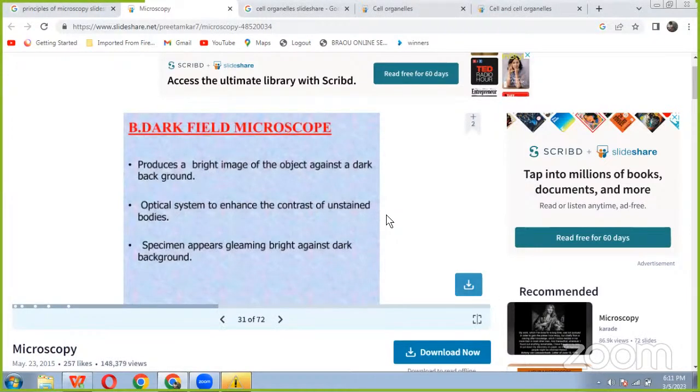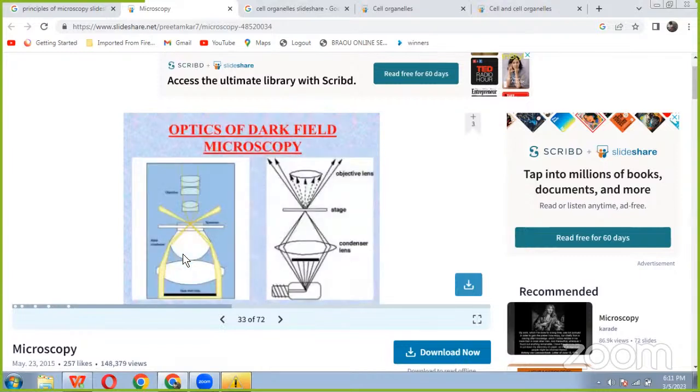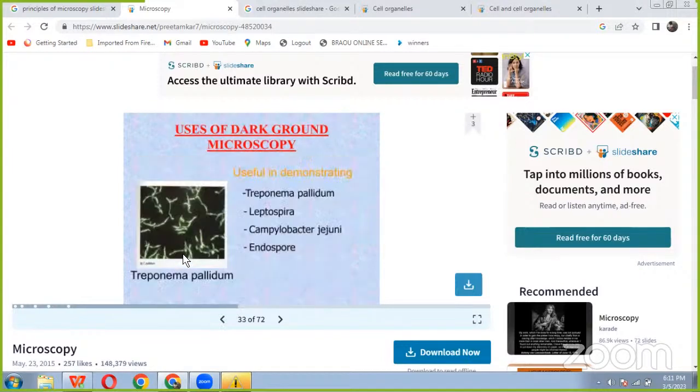The dark field microscope produces the bright image of the object against the dark background. The optical system enhances the contrast of unstained bodies, especially. Specimens appear gleaming bright against the dark background. The requirements of the dark field microscope are the dark ground condenser, high intensity lamp, and the Fresnel stop. These are the different types of optics of the dark field microscope.